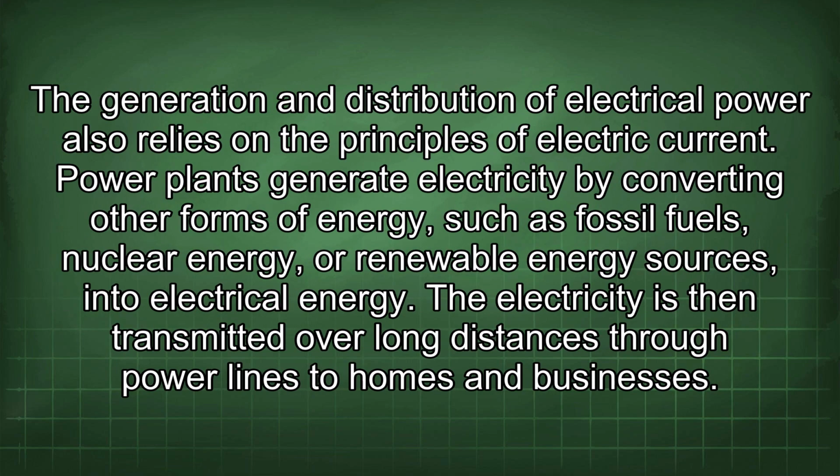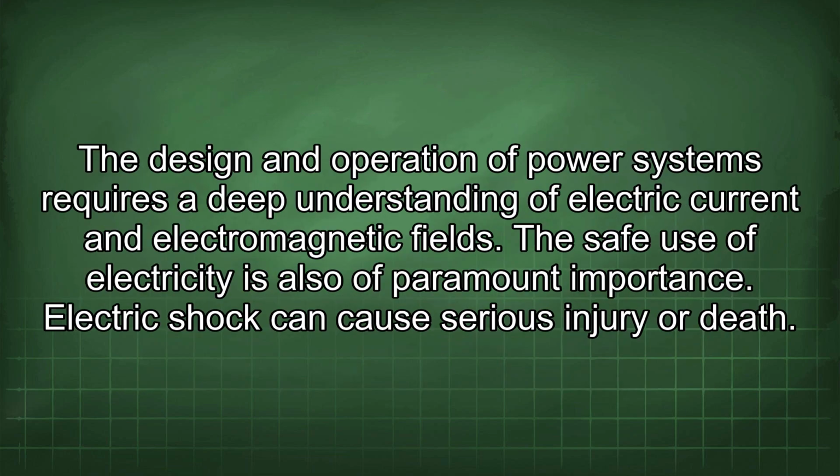The generation and distribution of electrical power also relies on the principles of electric current. Power plants generate electricity by converting other forms of energy, such as fossil fuels, nuclear energy, or renewable energy sources, into electrical energy. The electricity is then transmitted over long distances through power lines to homes and businesses. The design and operation of power systems requires a deep understanding of electric current and electromagnetic fields.